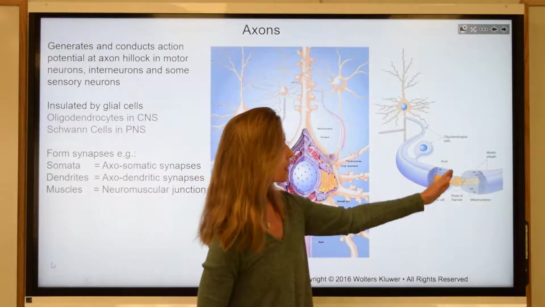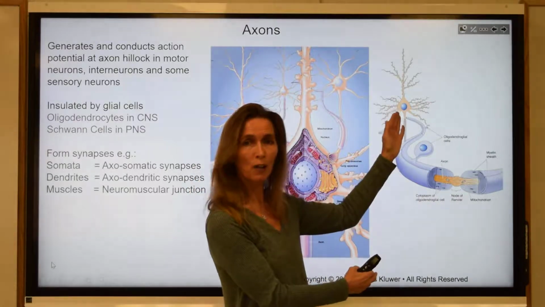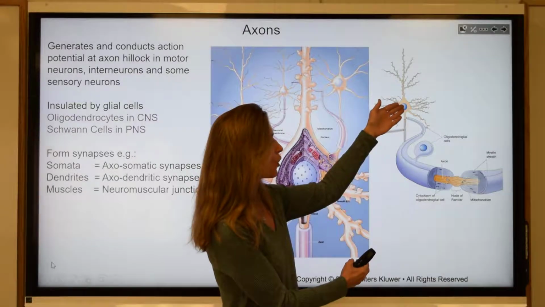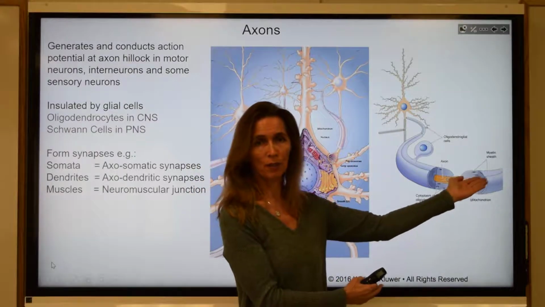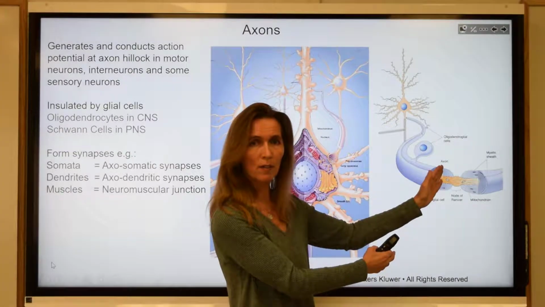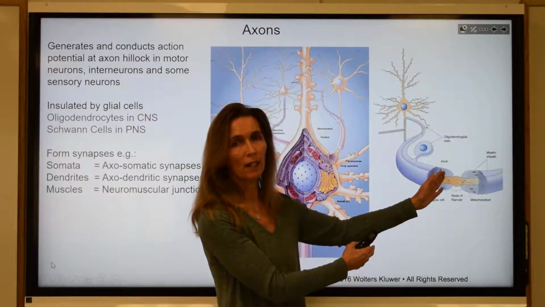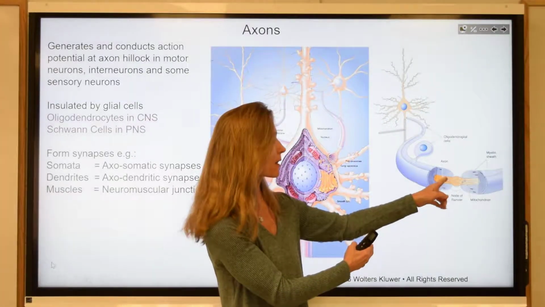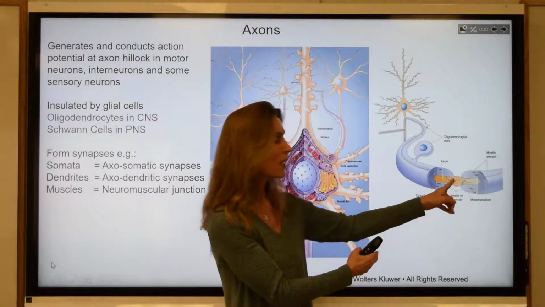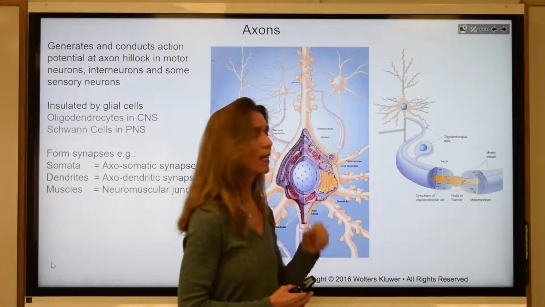And what happens in this little gap here is that the signal, the action potential that is conducted along the axon, can be regenerated in these areas due to special receptors or ion channels that are located within the membrane of those gaps. And we will talk about this in more detail in lecture number 3.